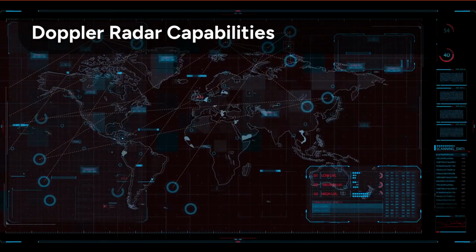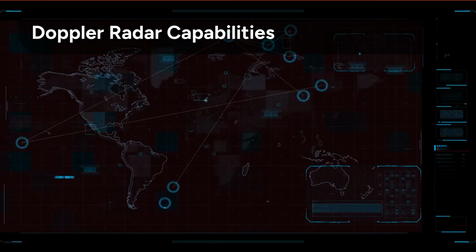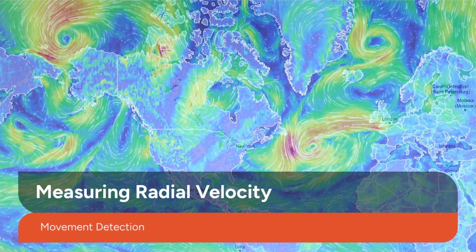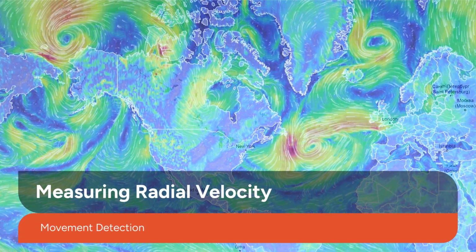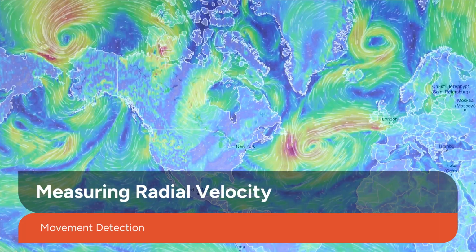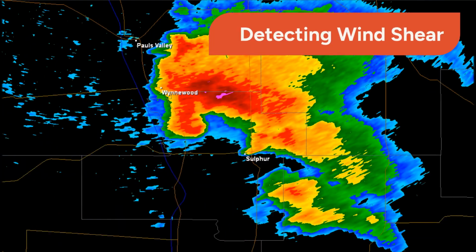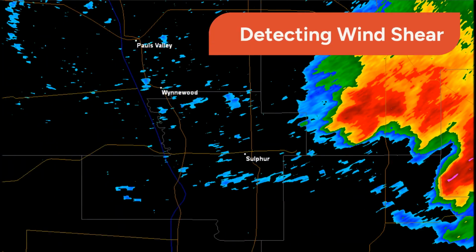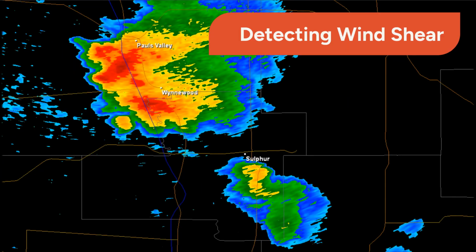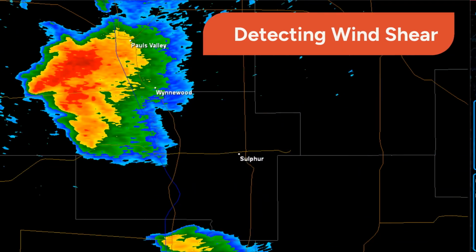The Doppler function unlocks a critical dimension in weather forecasting, the ability to see how weather elements are moving. Doppler radar measures the radial velocity, that is, whether precipitation is moving toward or away from the radar site. This data is vital for assessing storm dynamics. By tracking movement, Doppler radar is crucial for detecting wind shear and identifying rotation within storms, which are key indicators of tornadic activity and severe weather.